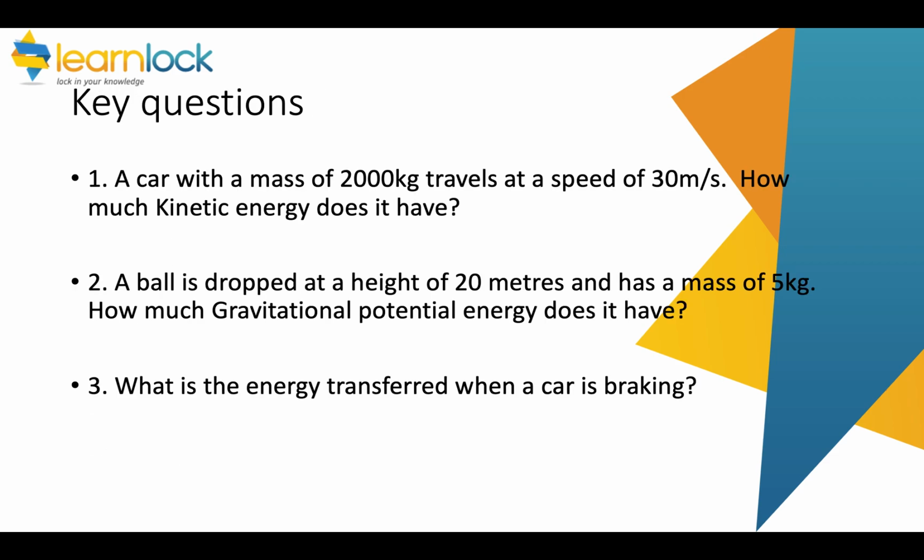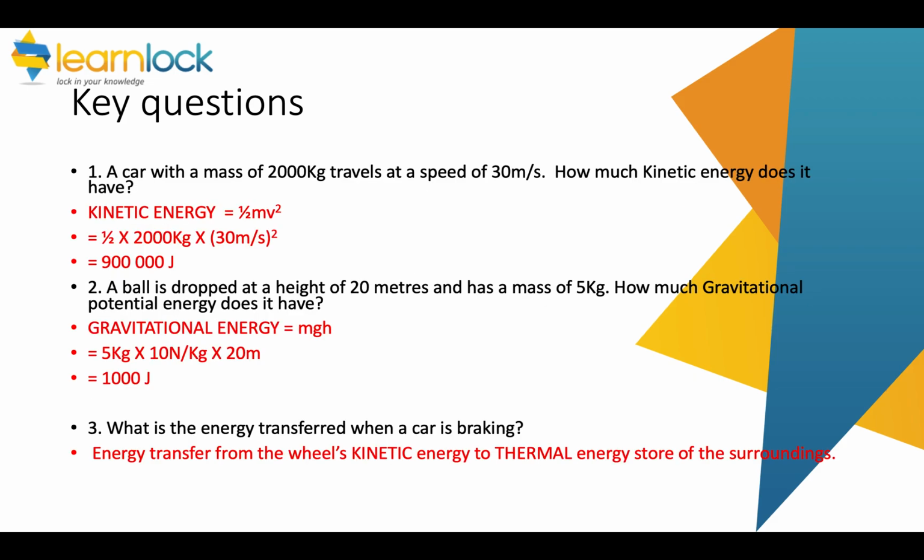Here are some questions if you pause the tutorial and have a go at these. So first of all, what's the kinetic energy of this car? So first of all, recall the equation, half mv squared. So then do half times the mass, which is 2,000 kilograms, and then times by the velocity squared. So the velocity is 30. Don't forget to square that first, then times it by the mass and then halve it, otherwise the calculation will go wrong. And you should get 900,000 joules, so that the unit for energy is joules.